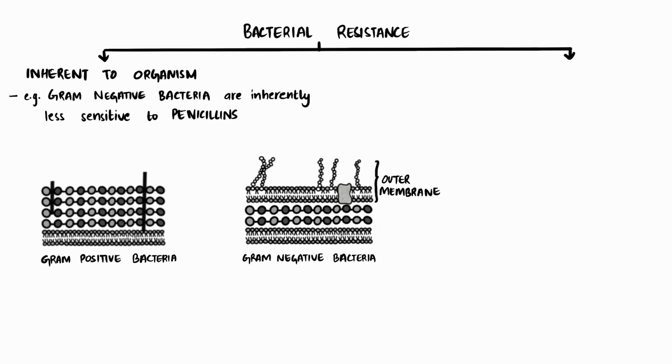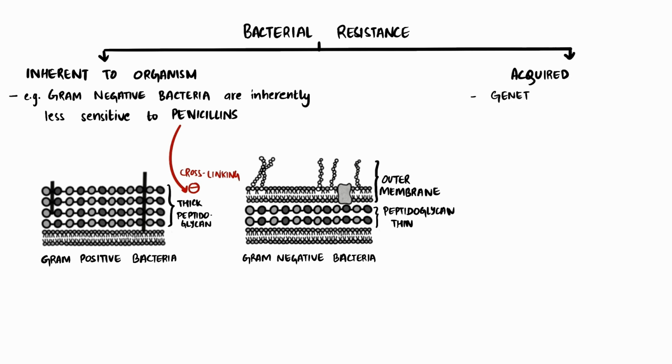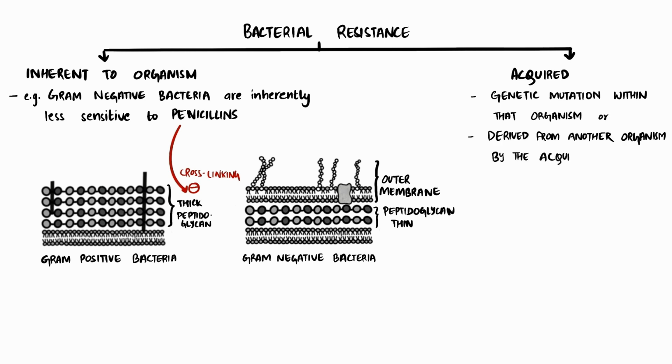And also these gram-negative bacteria have a thin peptidoglycan layer compared to the gram-positive bacteria. As penicillins act by inhibiting the cross-linking of the peptidoglycan layer, this could be the reason why they are inherently less sensitive to penicillins compared to the gram-positive bacteria. Bacterial resistance can also be acquired either by genetic mutation within that organism or derived from another organism by the acquisition of new genes.